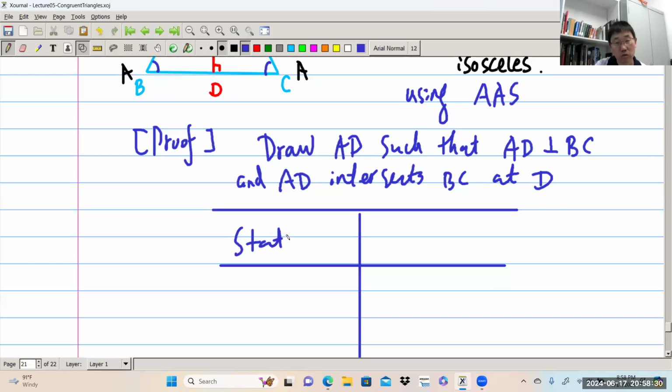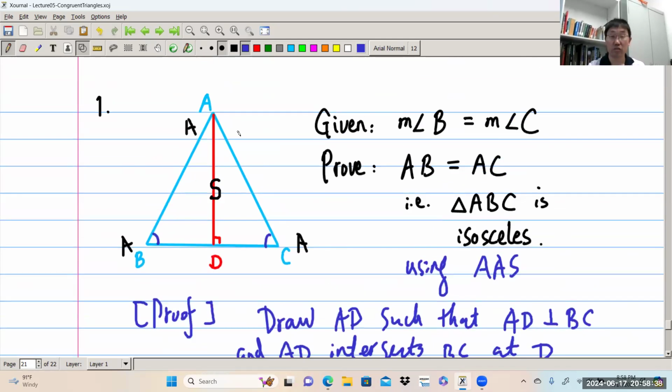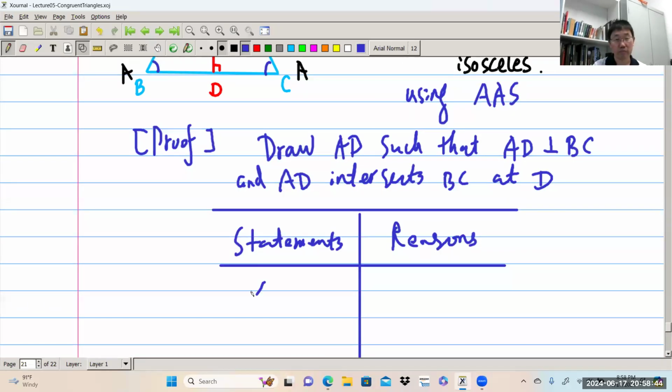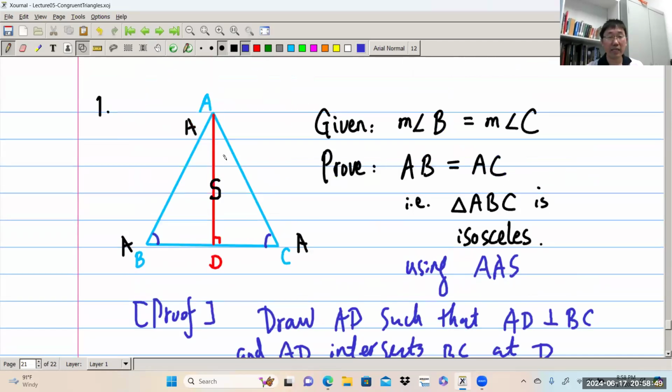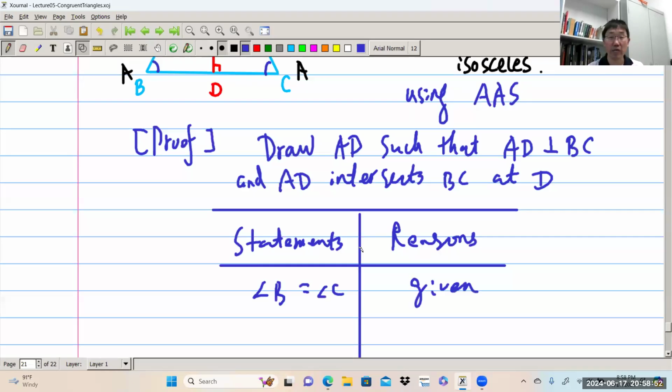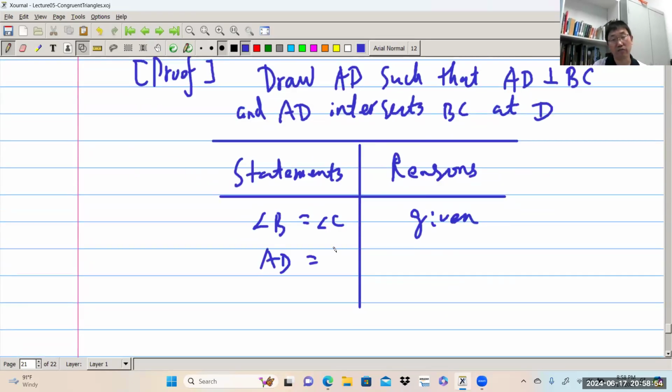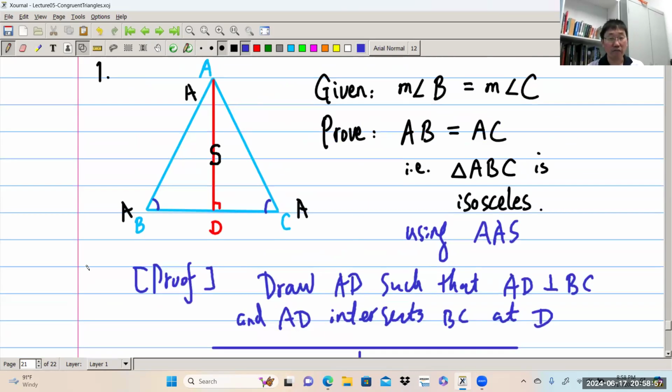Okay, statements and the reasons. First of all, let's write down obvious facts, the given information. We know angle B is congruent to angle C. That's a given condition. Secondly, AD is shared by these two triangles, right? AD equals AD. That's an obvious fact. I don't have to write down a reason for that. And finally, angle BDA equals angle CDA, right? Both are equal to 90 degrees.